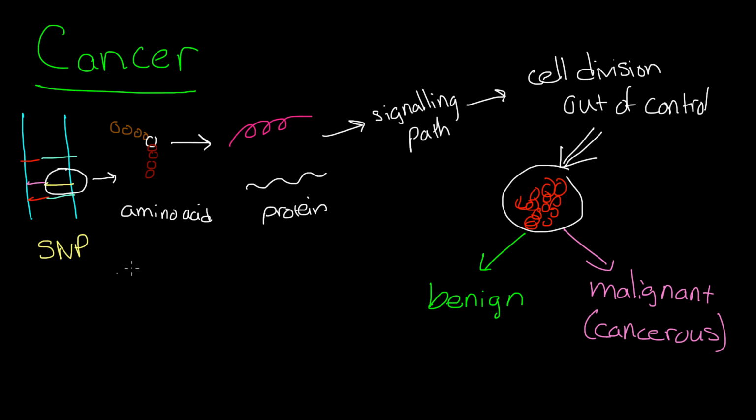But there are a lot of ifs here. We had to get from SNP to an amino acid to protein, signaling pathway, and then cell division out of control. Not every single SNP is going to cause a changed amino acid. Not every altered amino acid is going to cause a deformed protein. And even if a protein is deformed, maybe the signaling pathway won't even be disrupted. So there are a lot of ifs. Next we're going to talk about how frequently the damaging mutations actually occur.